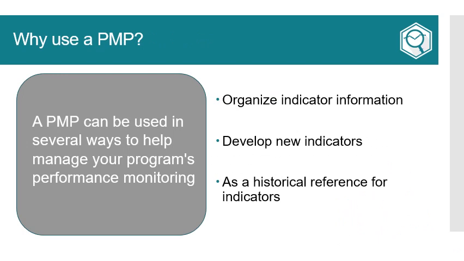There are a few reasons that you might want to use a PMP. It is a simple way to organize the basic indicator information for your program. Instead of having a long list of indicator sheets, a PMP compiles the information in a quick, accessible way. Since a PMP focuses on particular relevant components of indicators, it can be used as a tool to develop new indicators. If you fill out the different components of a PMP, you will have a complete indicator.